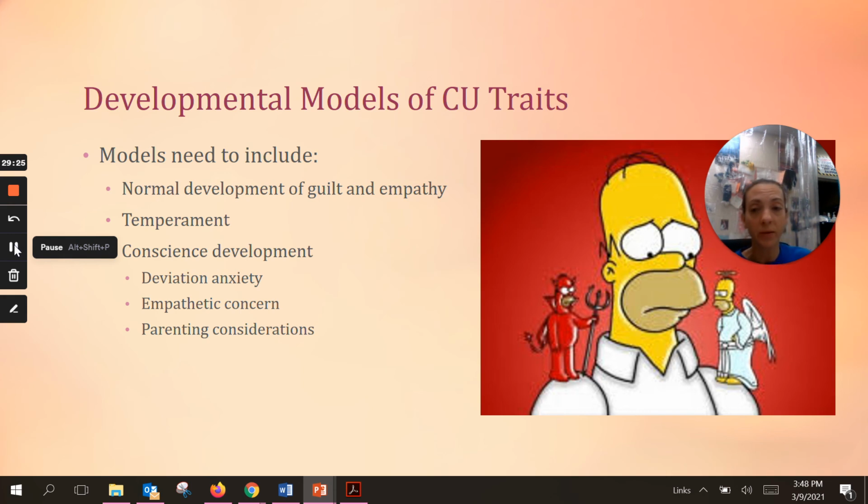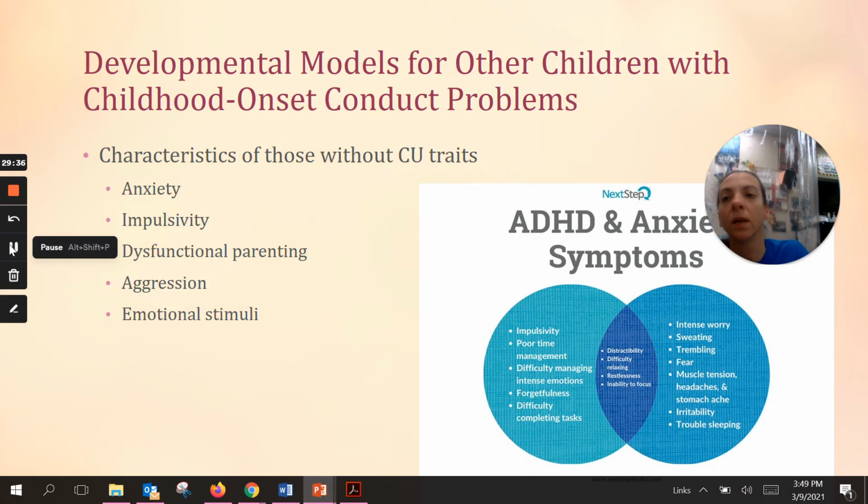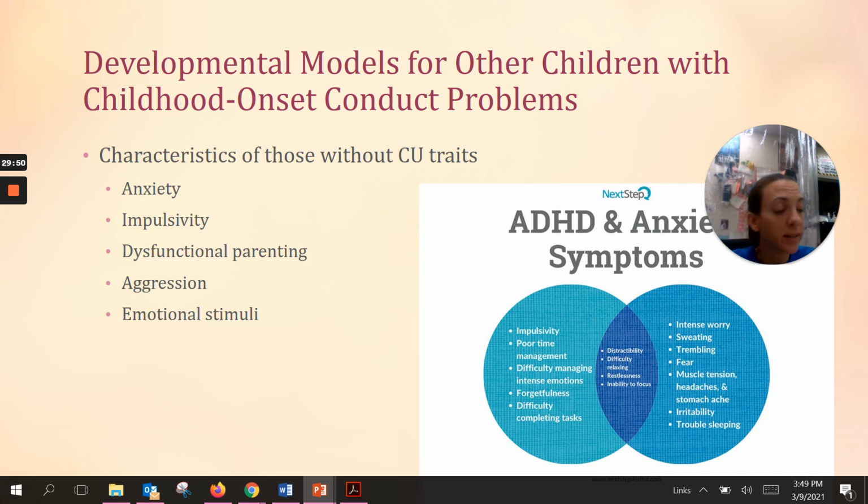And if we think about it, as we've said in previous slides, they're really insensitive to punishment. So that's not going to work on children who have CU traits. In talking developmental models, we do have to talk about developmental models for children that have childhood onset conduct problems without CU traits. Anxiety is an important one. People with high rates of anxiety don't have problems showing guilt or empathy, and they're often distressed by the effects that their behavior has on others.